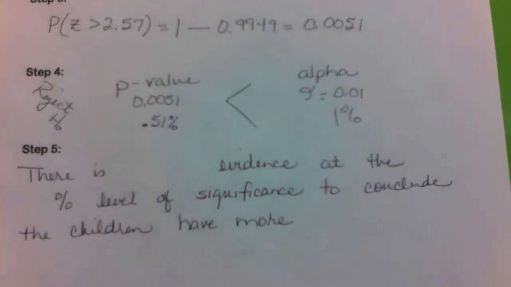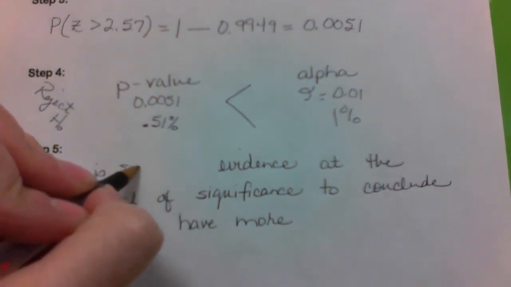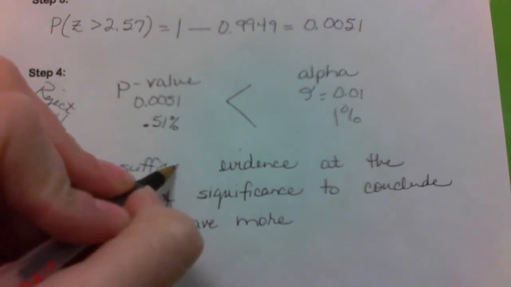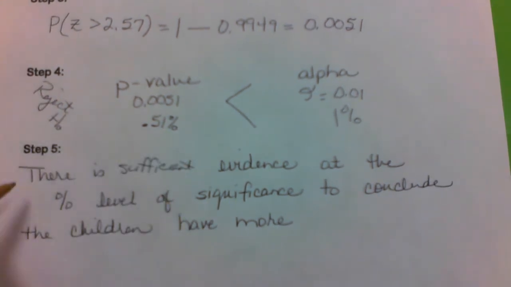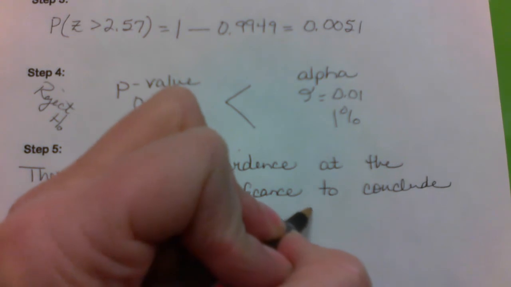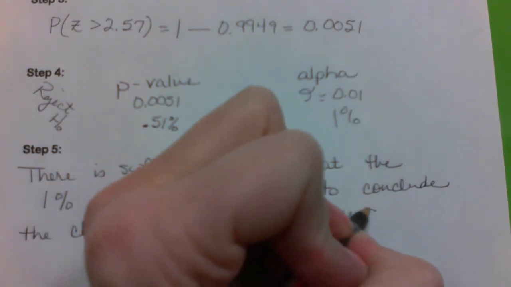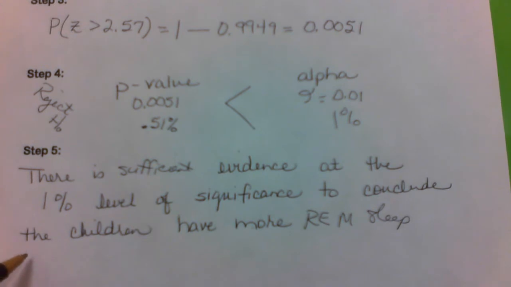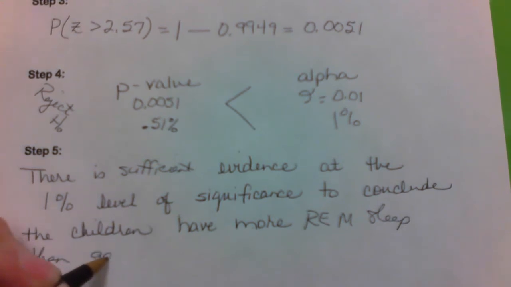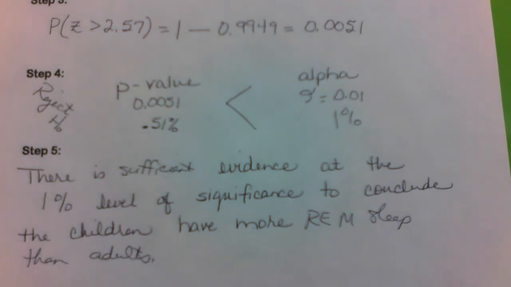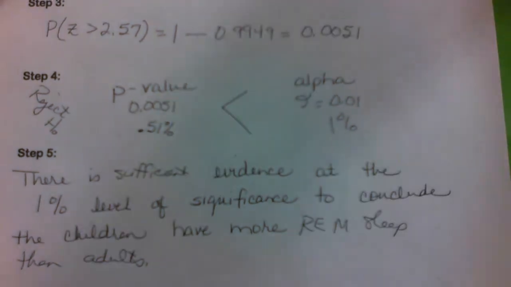Well, the conclusion when you reject is that there is sufficient evidence at the 1% level of significance to conclude the alternate. And the alternate was that children have more, because greater than, to conclude the children have more REM sleep than adults. So that is how you deal with two populations when sigma is known.